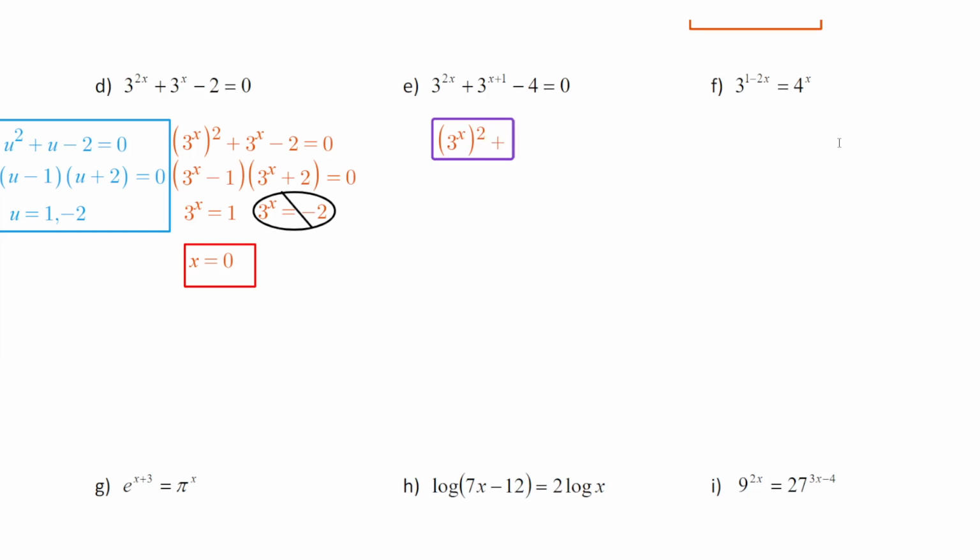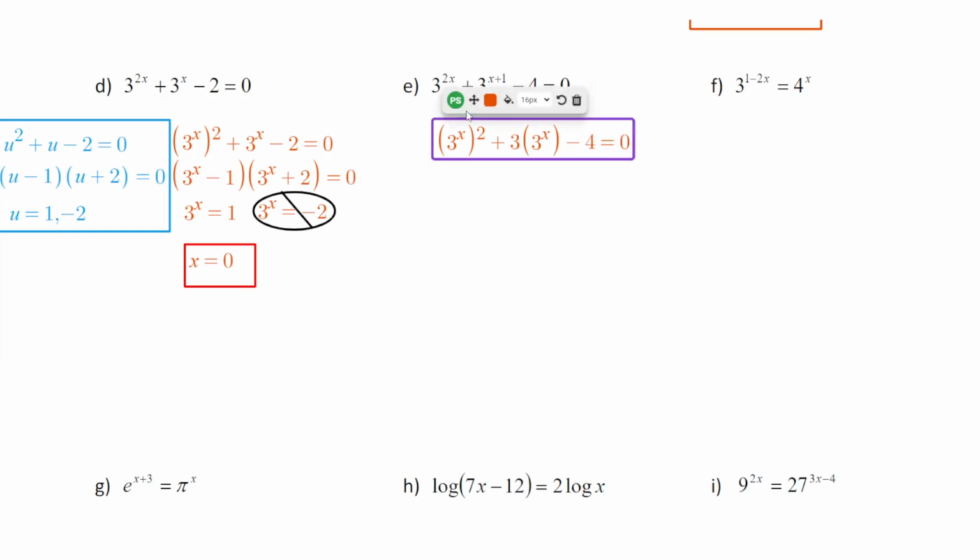But this x plus 1 is kind of funky here, right? We've got 3 to the x plus 1, but remember that when you multiply two powers that have the same base, you add the exponents. So I could rewrite this as 3 to the first times 3 to the x, right? And then 1 plus x would be x plus 1. So we have minus 4 equals 0.